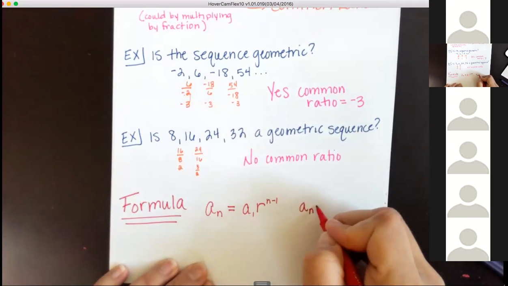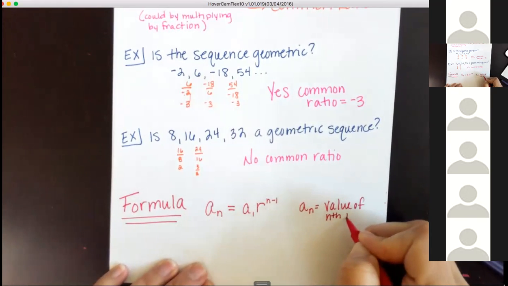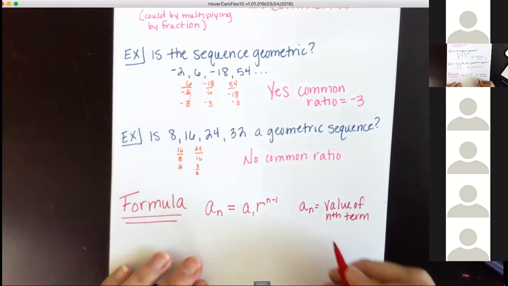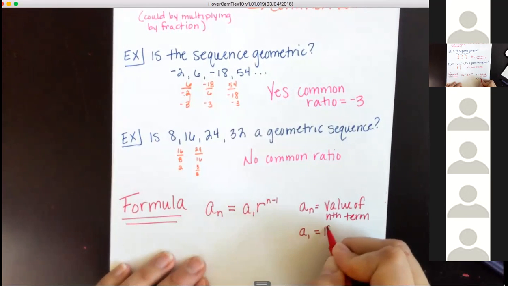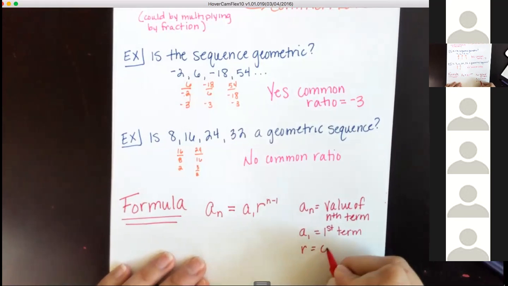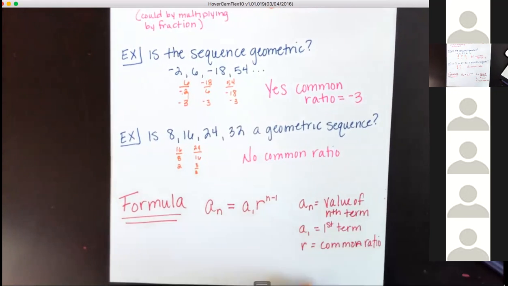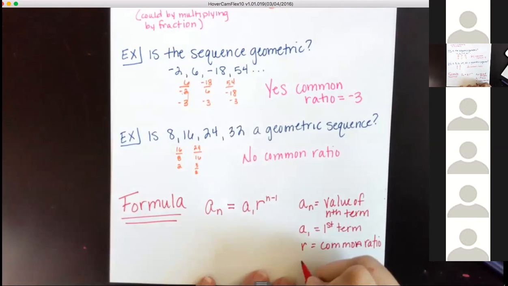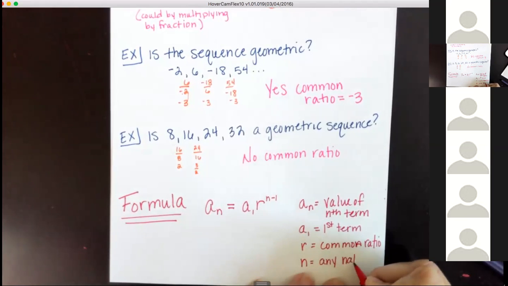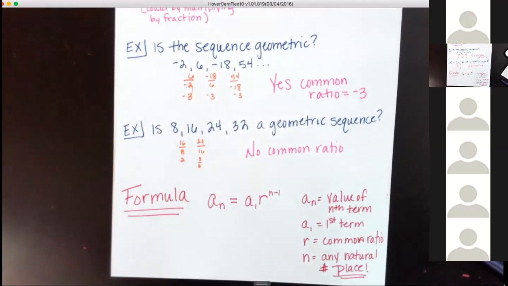Where again, a sub n is the value of the nth term, pretty much what we're looking for. A sub 1 is our first term. R is our common ratio. Okay, that multiplication that we found. And n is any natural number, that place value we're looking for, that 42nd time that we're looking for.